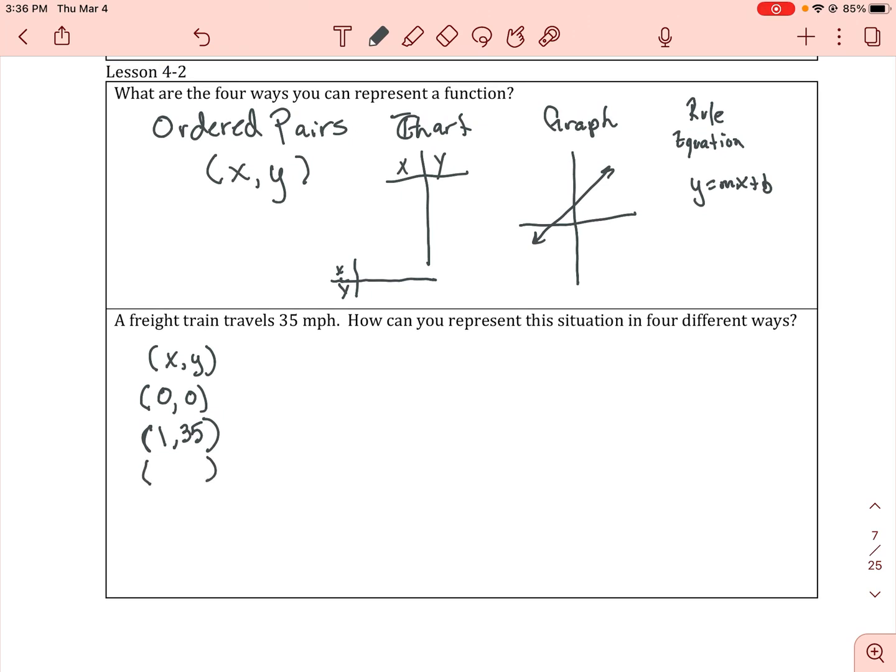And then after 2 hours, the train has traveled 70 miles. And then after 3 hours, the train has gone 105 miles and so on. My chart is going to look very similar to my ordered pairs. In fact, they are the exact same.